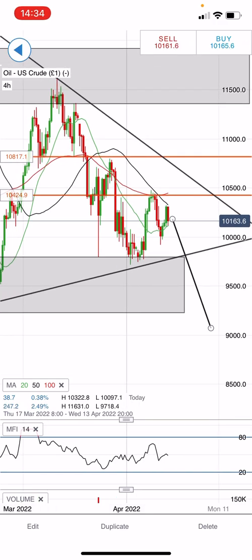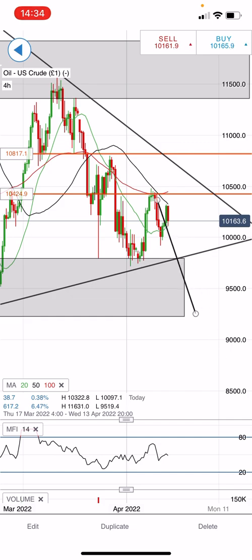We did see some rejection at 10,400 for a move down lower. I did say that if we do breach 10,400, and for 10,400 acting as a support, that we could see a higher price up to 10,800, and maybe some resistance here.